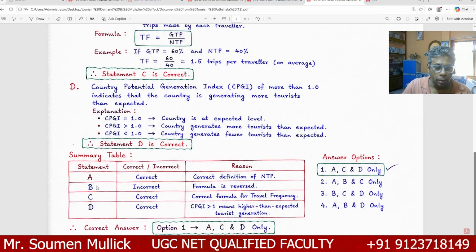So statement A correct, B incorrect, C correct, D correct. A is the correct definition of NTP. B incorrect, the formula is reversed. C correct formula for travel frequency. CPGI greater than 1 means higher than expected tourist generation.